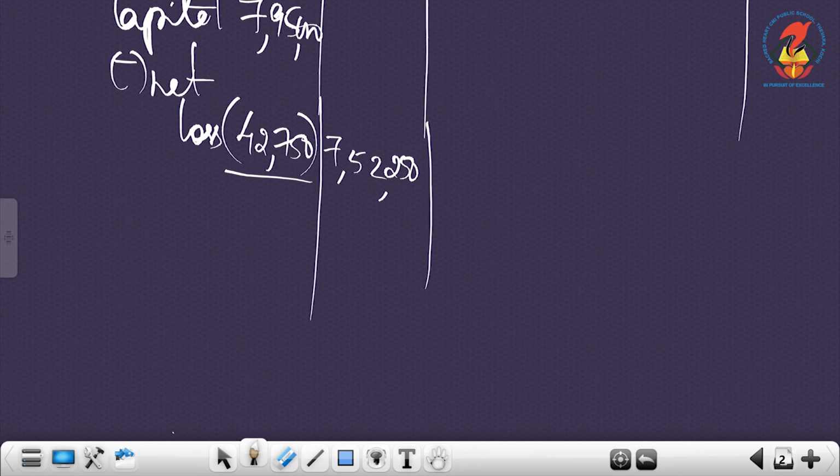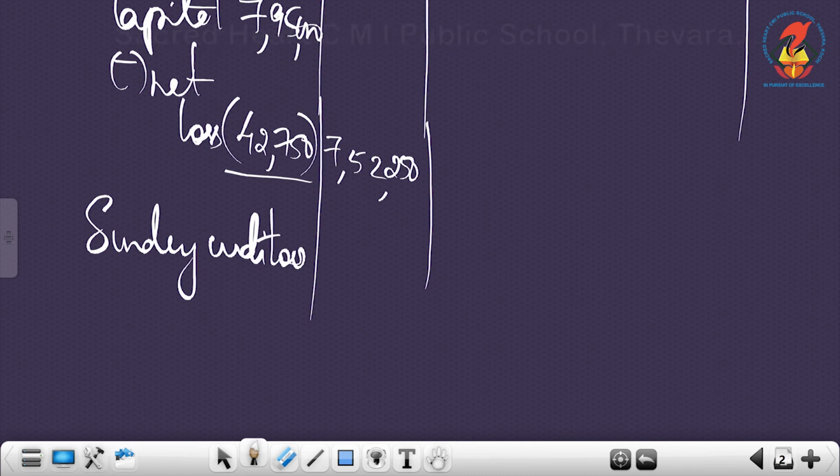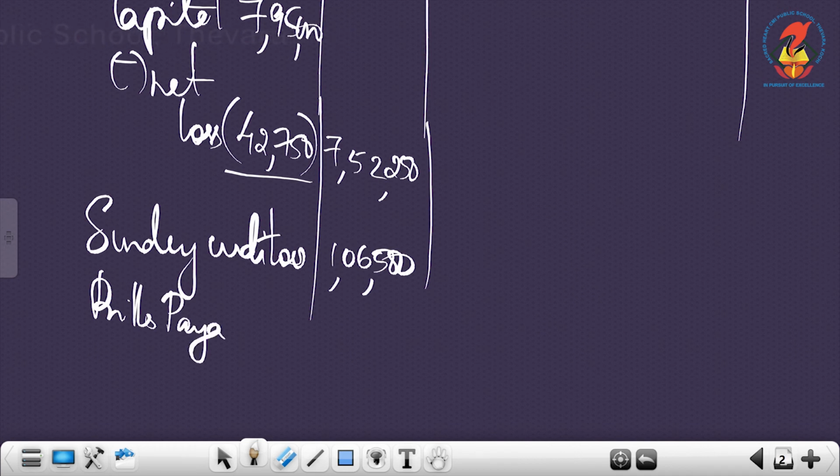Then we have to write all current liabilities because we don't have any other non-current liability. So we will write other current liabilities, like next what is given in your trial balance. You can move in that order itself. It is sundry creditors 1,06,500. Then you have bills payable 75,000. Okay, with that trial balance items are over. I mean the liability side.